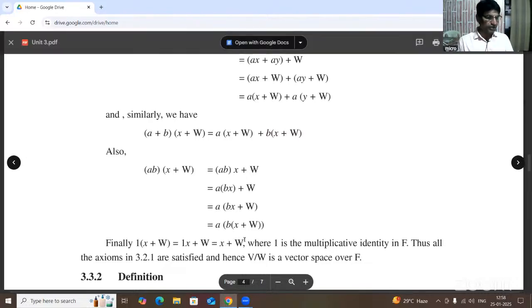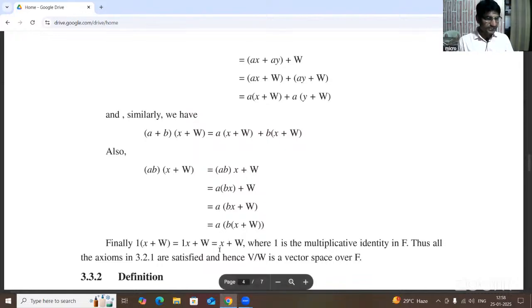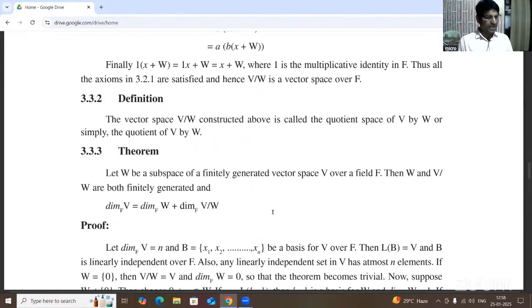So these values are equivalent to x plus w, which means this is the coset of the element, because 1 is the multiplicative identity. Finally, V by W is a vector space over the field elements. Students, listen carefully. The quotient space is sometimes also called the vector factor space. Please note down: quotient space, factor space, or the space of residue classes.